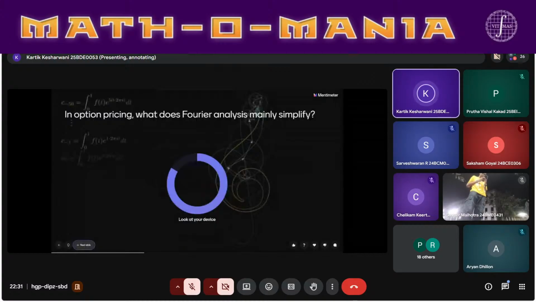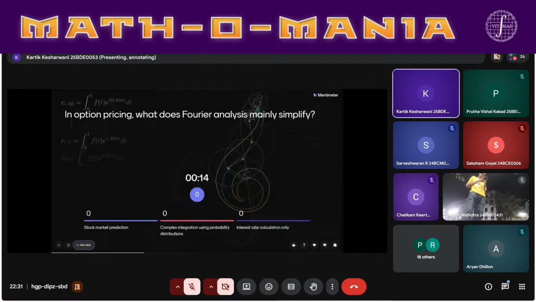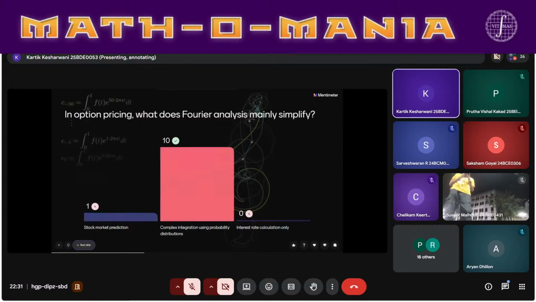In option pricing, what does Fourier analysis mainly simplify? Stock market prediction, complex integration using probability distribution, interest rate calculation only. And the correct answer is complex integration using probability distributions.